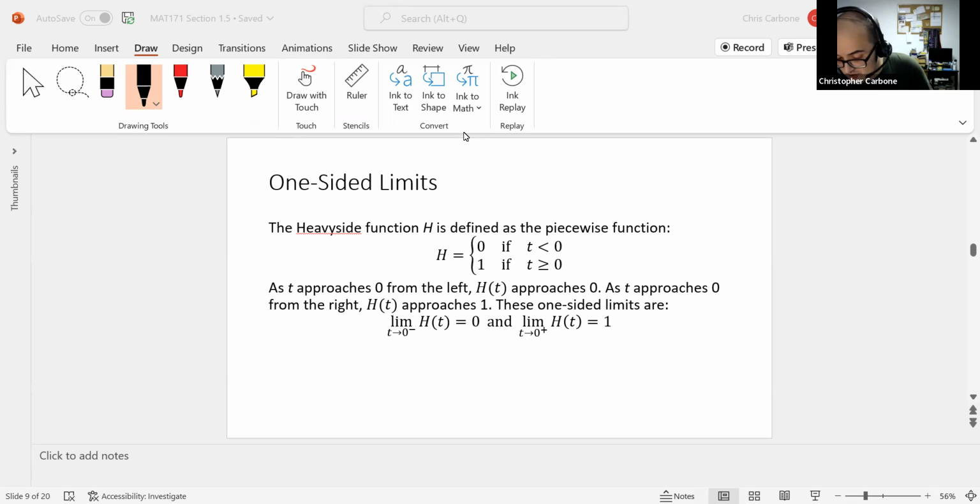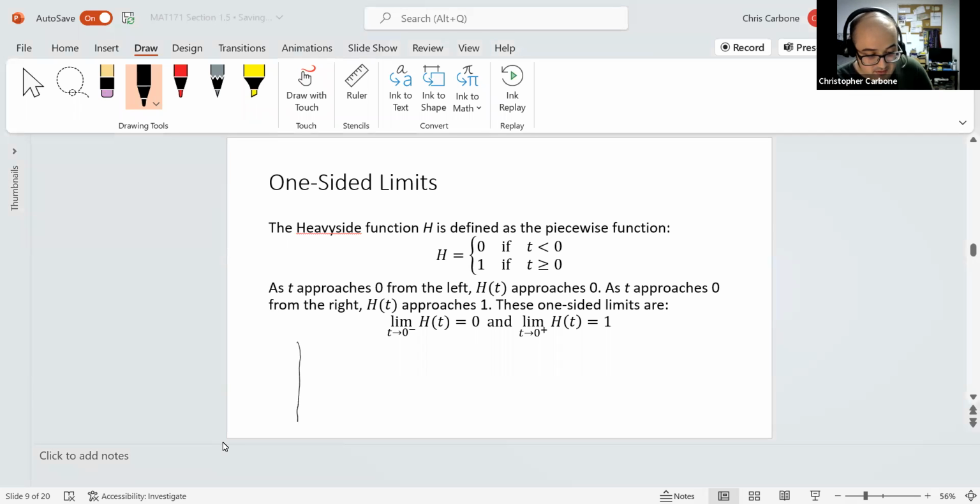So as t approaches 0 from the left, H of t approaches 0. Likewise, as t approaches 0 from the right, H of t approaches 1, right? And typing that into decimals can unfortunately be a pain when it comes to piecewise functions. But we could certainly show it graphically. Here's the value here of 1.